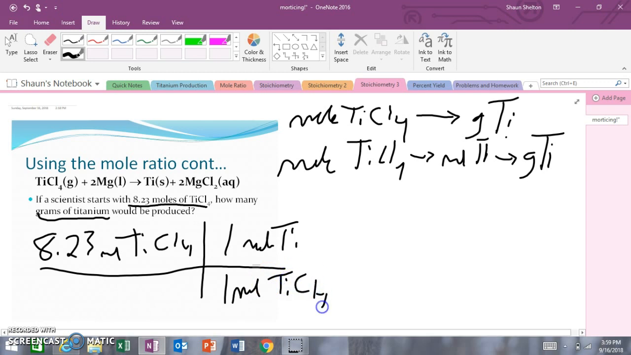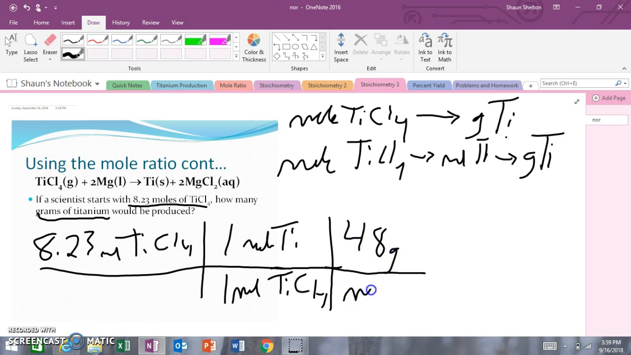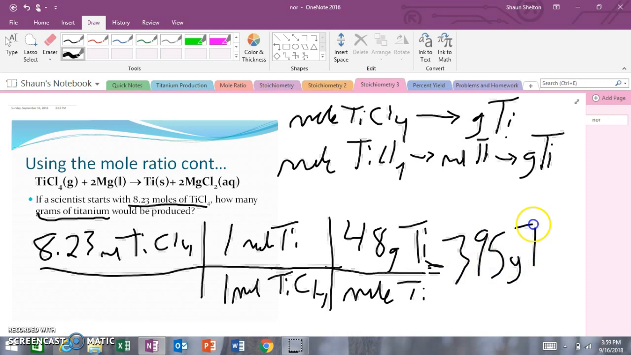Now, this is a 2-step problem, so I'm going to extend this T-chart out to one more step here. We need to look at the molar mass of titanium. The molar mass of titanium is 48 grams per mole. I did a little rounding there, but it'll be okay. You guys keep your decimal places when it comes to the test. All we got to do now is take 8.23. Since multiplying by 1 and dividing by 1 gives you the same answer, we're just going to do 8.23 times the 48, and you end up with 395 grams of titanium.